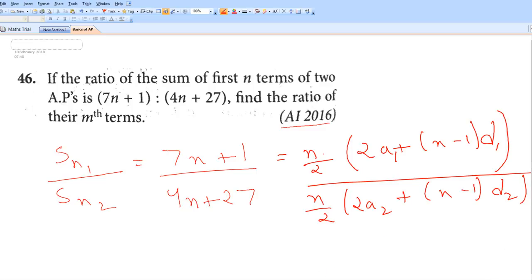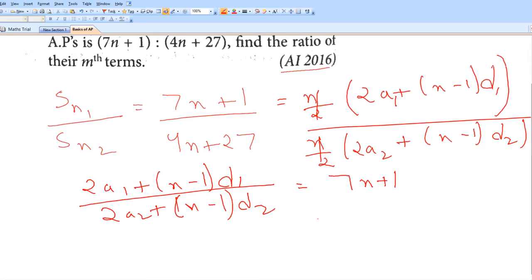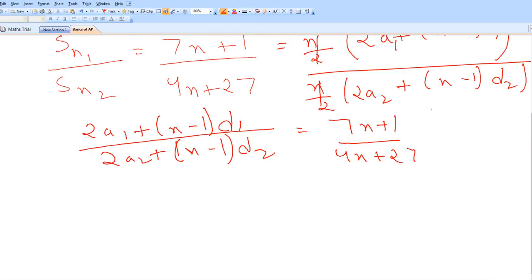Now in this formula, n by 2 and n by 2 cancel. So I can say that 2A1 plus n minus 1 D1 upon 2A2 plus n minus 1 D2 gives me 7n plus 1 upon 4n plus 27. I've done nothing, I've just cancelled the common term.